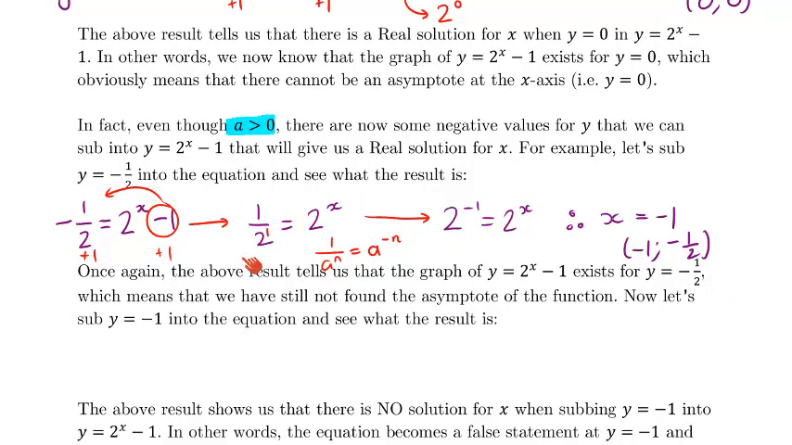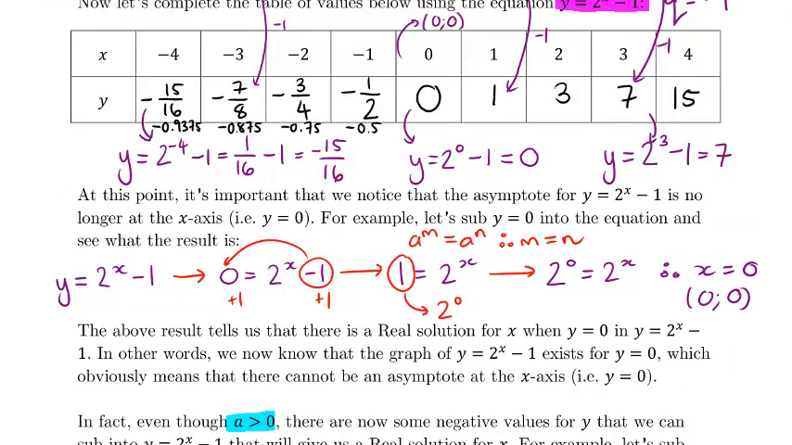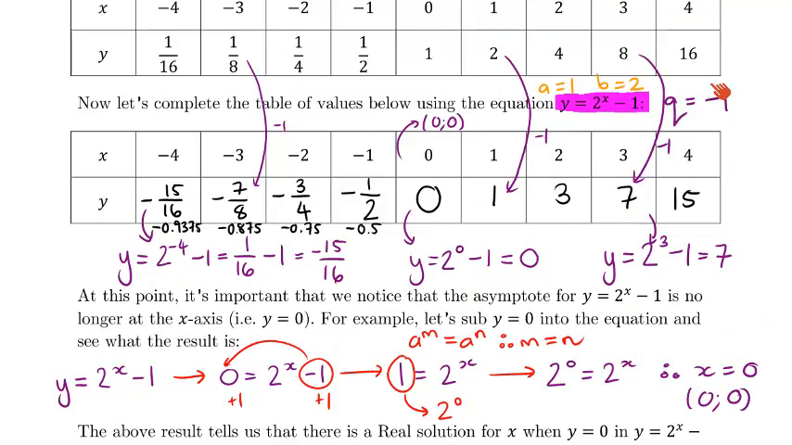Once again, the above result tells us that the graph of y equals 2 to the x minus 1 exists for y equals minus 1 over 2, which means that we have still not found the asymptote of the function. Now let's sub y equals minus 1 into the equation and see what the result is. We're subbing in y equals minus 1, which just so happens to be the value of q over here, guys. Remember what our value of q was? Q was equal to minus 1 over here.